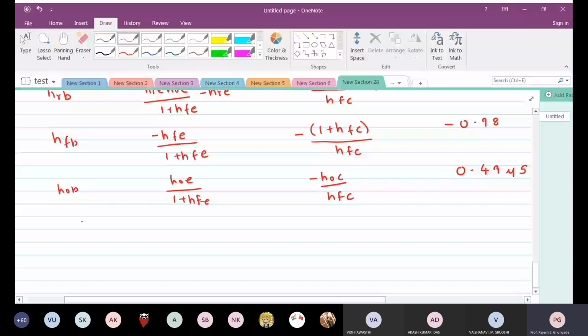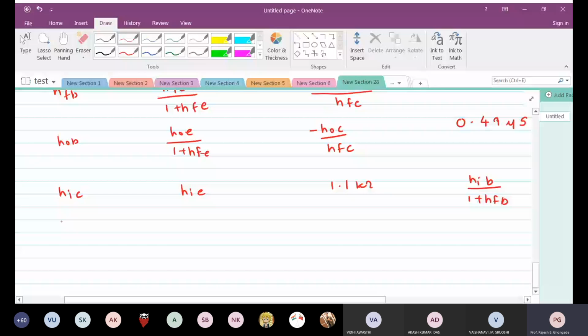Next is HIC. It is the same as HIE. The typical value is 1.1 kilo ohm. In this case, the conversion will be HIB divided by 1 plus HFB. Then we have HRC, 1 minus HRE. The typical value is 1. And here also you have 1.